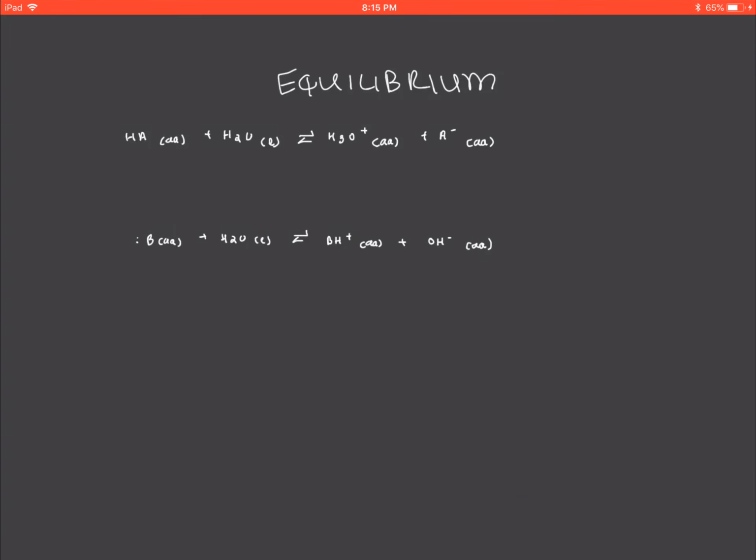So now we're going to revisit equilibrium. We just saw the Kw arise before. Now we're going to talk about Ka and Kb, which are the acid dissociation constant and the base dissociation constant.